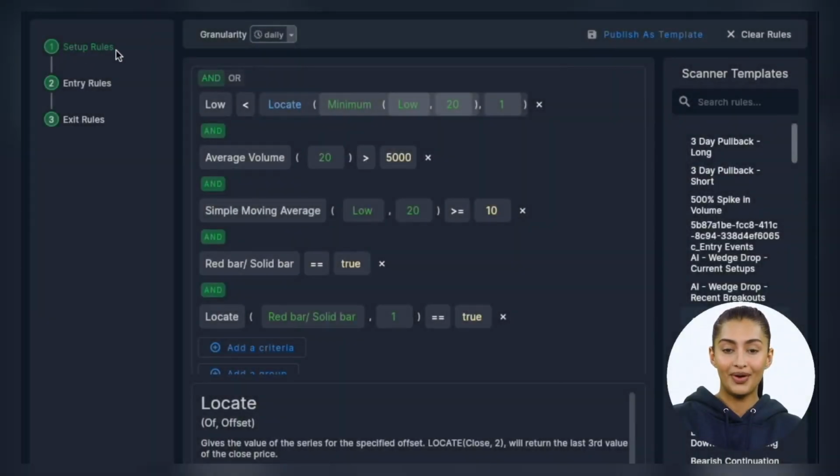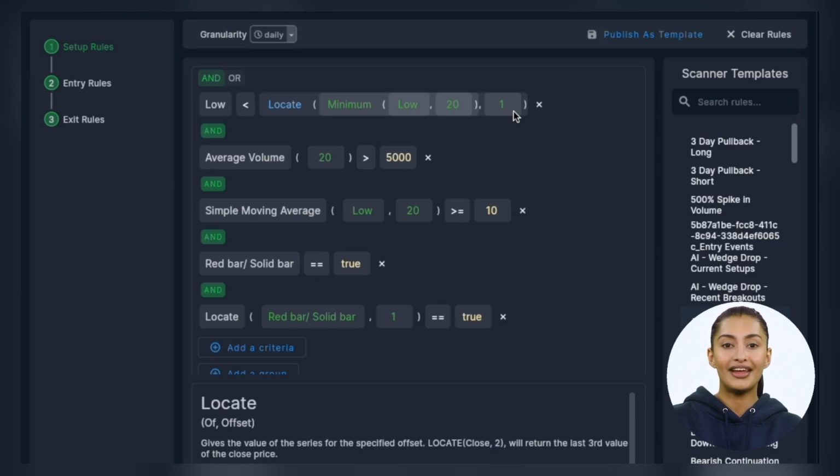For the setup rules, I would like to define the universe as stocks that have had 2 consecutive red or solid bars. This condition checks if the current bar is red, and the next one checks if the previous bar is also red. In addition, I want the current red bar to have made a 20-day low. I check for that here, where we want the current bar low to be lower than the minimum low of the previous 20 bars.